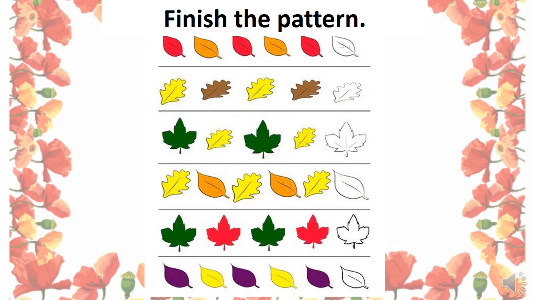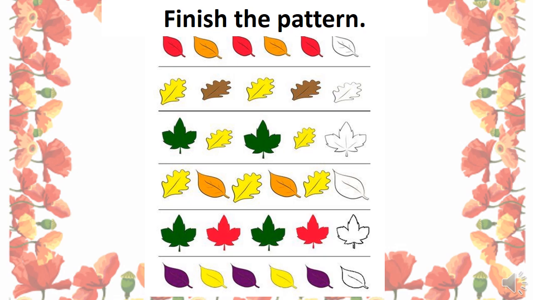In this picture, I want you to finish the pattern. If you see the first row, the first leaf is of red color. Then we have an orange color leaf. Again we have red color leaf. Then we have orange color leaf. Then we have red. So what comes next? The orange color leaf. That is right.